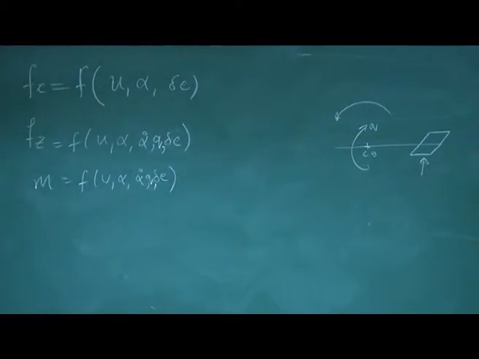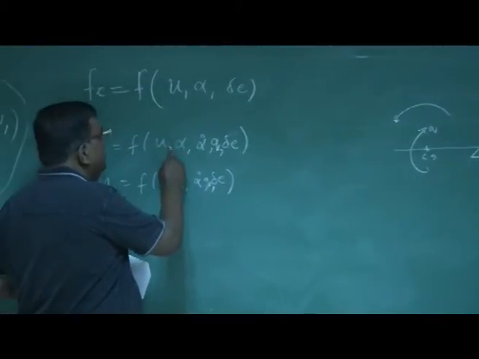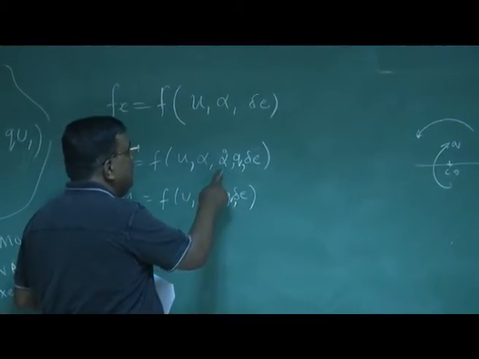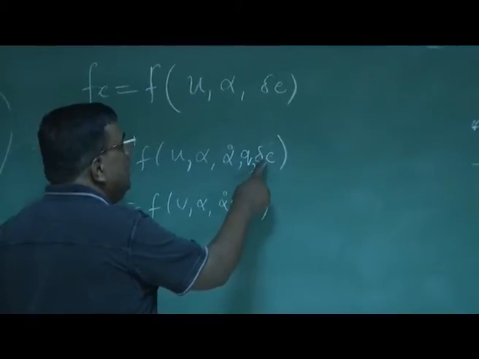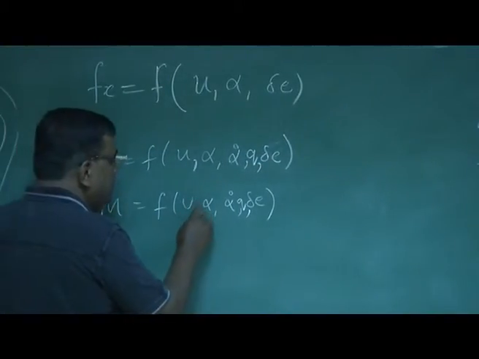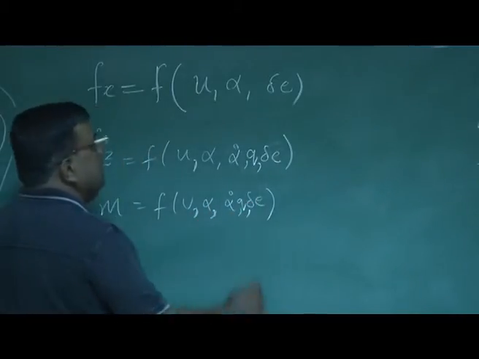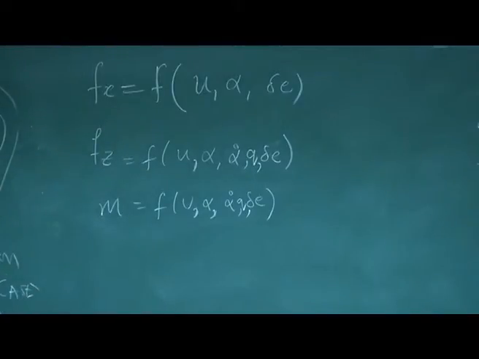So what is my modified thing? Modified thing is Fz is a function of perturbed u, perturbed alpha dot, perturbed q, the pitch rate, and delta E. And the pitching moment is also a function of perturbed u, perturbed alpha dot, perturbed q and delta E. So this is fairly a good modeling for small disturbances, small perturbations.